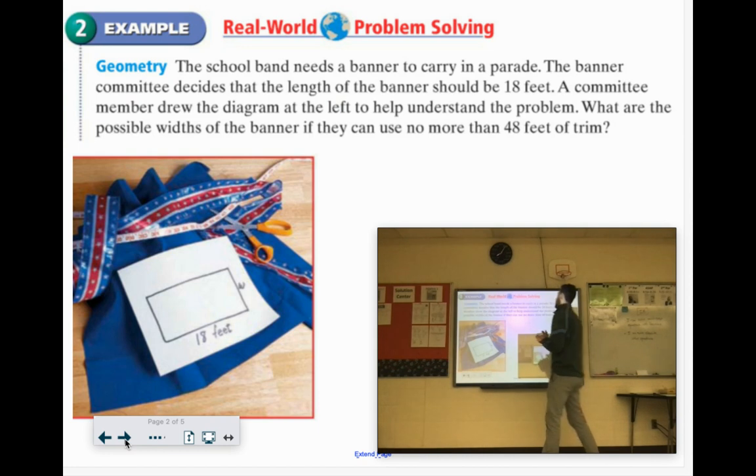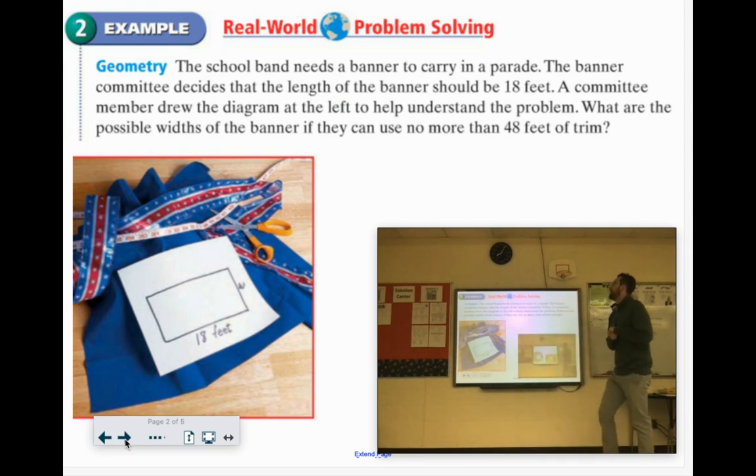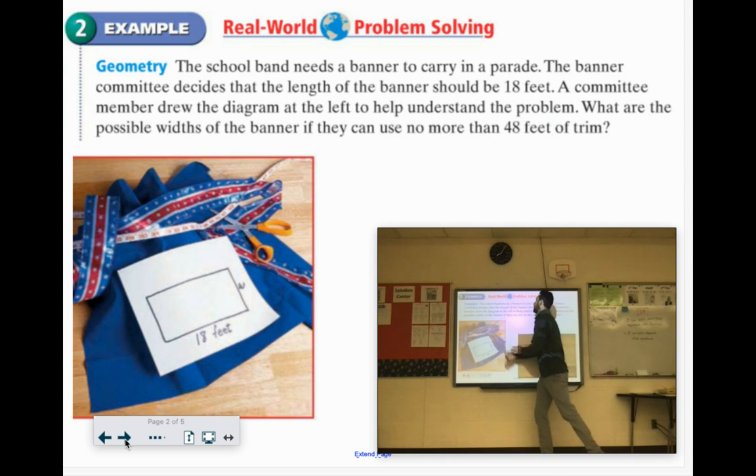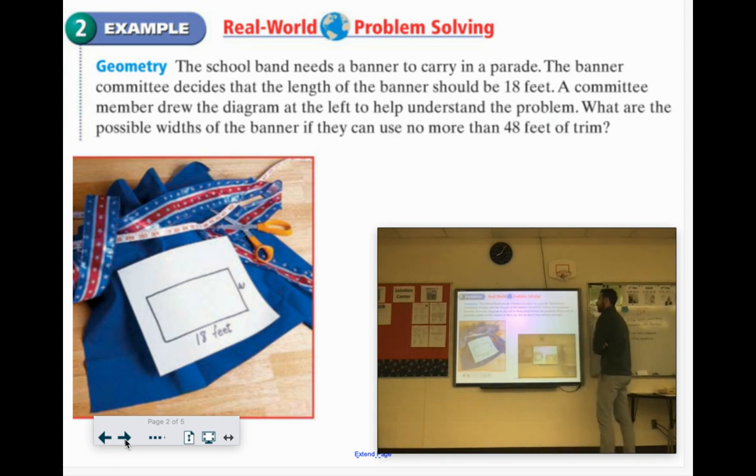Alright, now we got a word problem. The school band needs a banner to carry in a parade. The banner committee decides the length of the banner should be 18 feet. A committee member drew the diagram to the left to help understand the problem. What are the possible widths of the banner if they can use no more than 48 feet of trim?